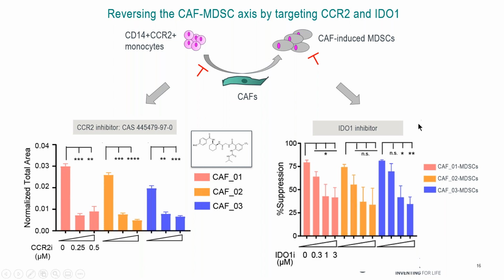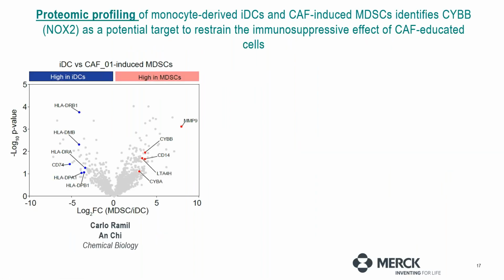And we threw an IDO inhibitor into this T cell myeloid cell co-culture system. We can see that the IDO inhibitor can only partially reverse the immunosuppressive function of myeloid cells on the CD8 T cell proliferation.